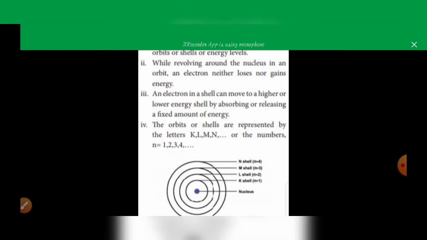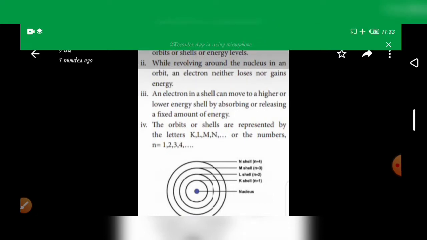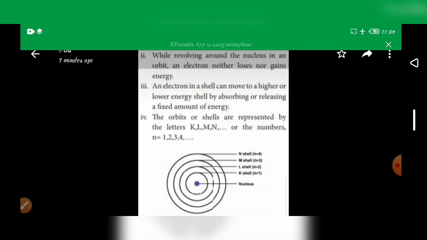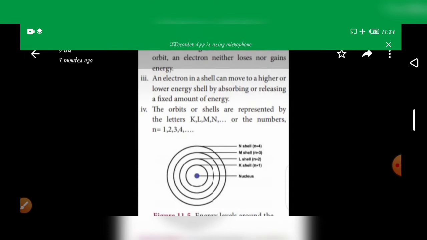See, the orbits or shells are represented, in this picture, by the first shell named K shell, that is n equal to 1, the second shell L shell, n equal to 2, the third shell M shell, n equal to 3, and the fourth shell N shell, going on KLMN like that, or by the numbers n equal to 1, 2, 3, 4, etc. As we move away from the nucleus, the energy of the orbit constantly increases, because near the nucleus the electron is held very strongly by the nucleus.